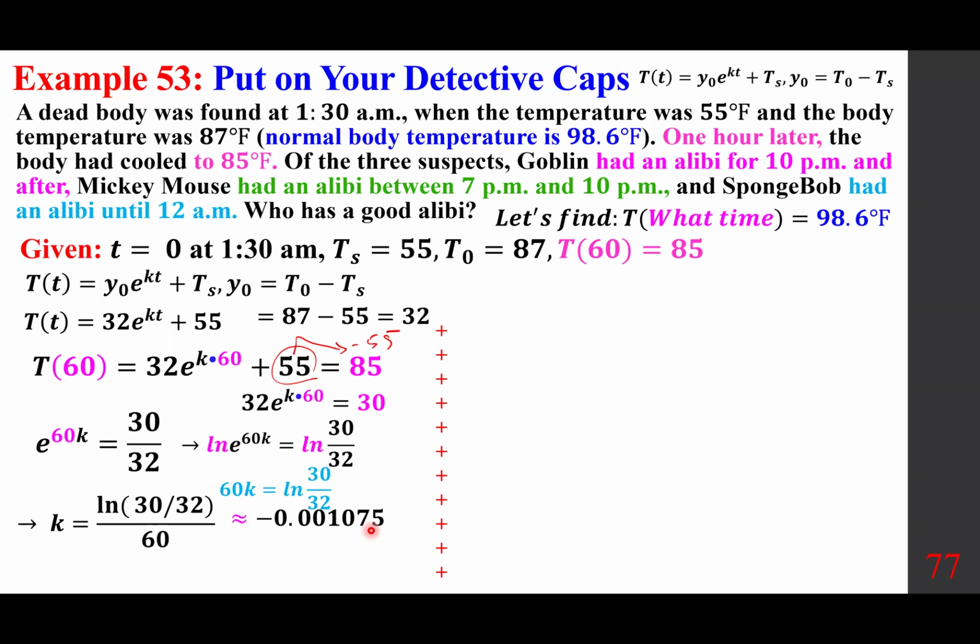And now, capital T of t, we write the formula: 32 e to the power of negative 0.001075 t plus 55. So that's the formula for capital T of t. Capital T of what time is 98.6? So that means plug in capital T as 98.6 and find the missing lowercase t.